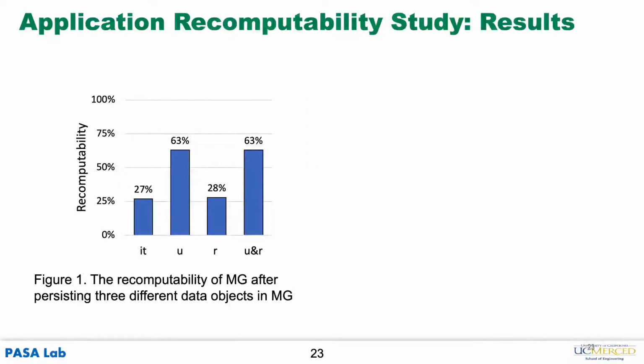We further study the factors that impact application recomputability. We take application MG as an example. We first study if persisting different data objects in MG can help improve the recomputability. We do not persist all data objects because it causes large performance overhead. We choose 3 data objects, iteration number IT, U, and R for study. We persist them at the end of each iteration of the main computation loop. By persisting data object U, the recomputability is improved to 63%.